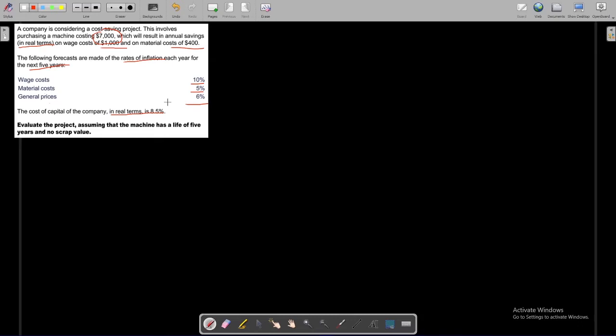Okay, so in order to evaluate this project, since the project is being affected by specific inflation rates, we have to go and calculate the money cost of capital, or the money rate. And why do we have to calculate the money rate? We have to calculate the money rate because the project is affected by specific inflation rates. And in order to discount the project, we need the money rate because the money rate makes allowances for inflation in a particular year.